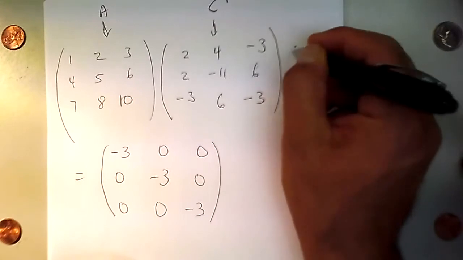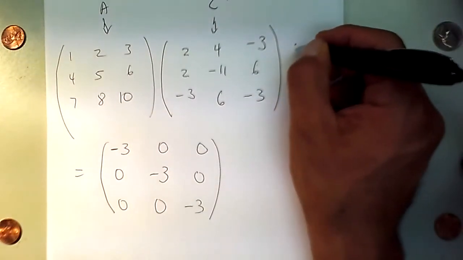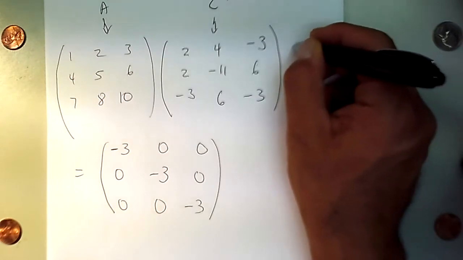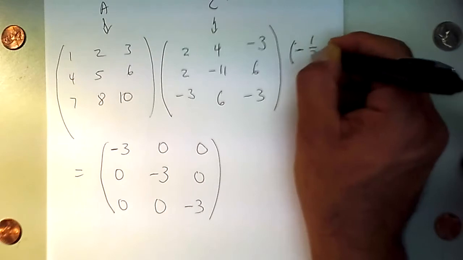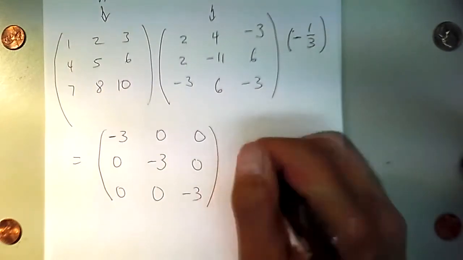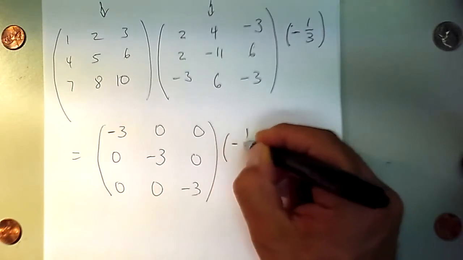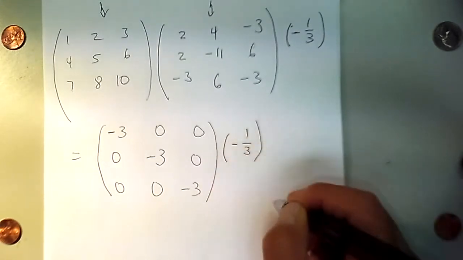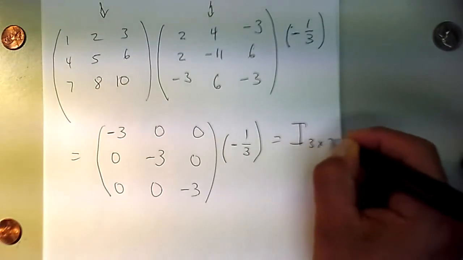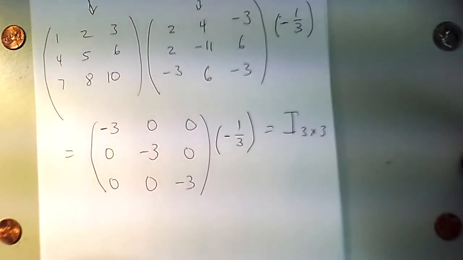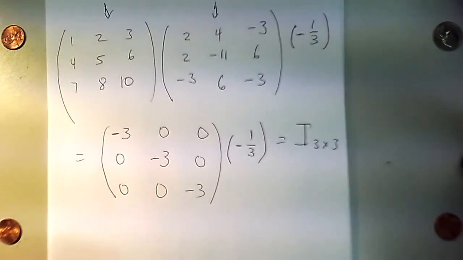If we divide by -3, or if we multiply by -1/3, to keep the equality, we have to multiply with that. And then we have the identity, the 3/3 identity. We usually just put 1/3, not 3/3, but same thing.